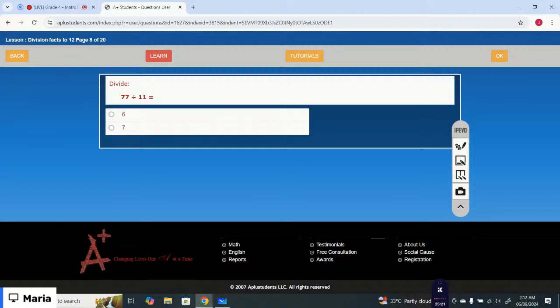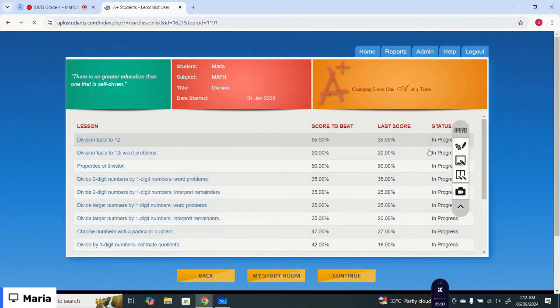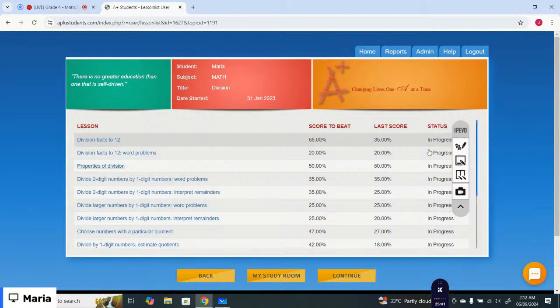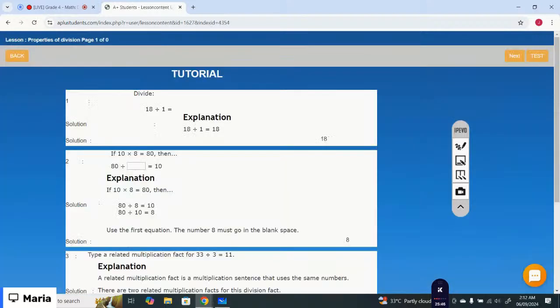Okay, you can complete the lesson by yourself later today. Let me just move on to the next lesson. If you need more help with the lesson, you can simply contact any tutor through the live chat button. They are available to help you, right? The next lesson is division facts to 12 word problems. You can do the word problems on your own. I'm going to start with the properties of division. Let's just start with the lesson.